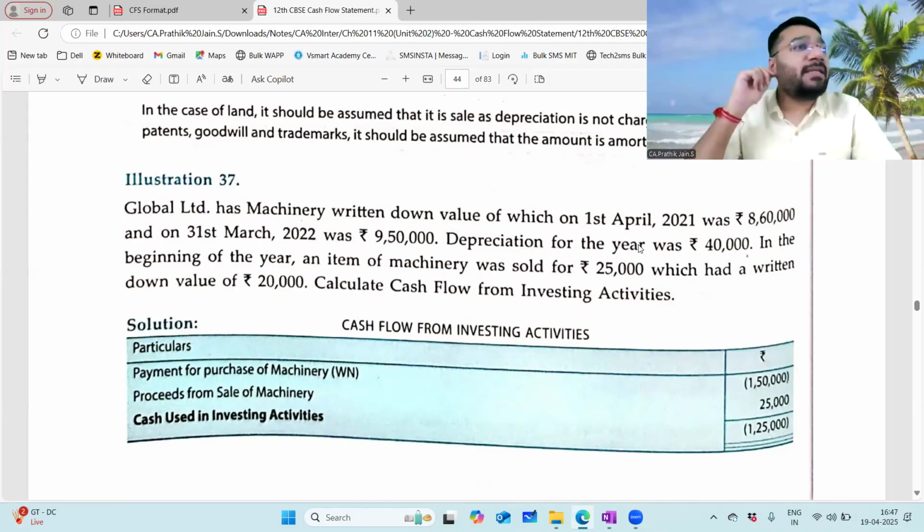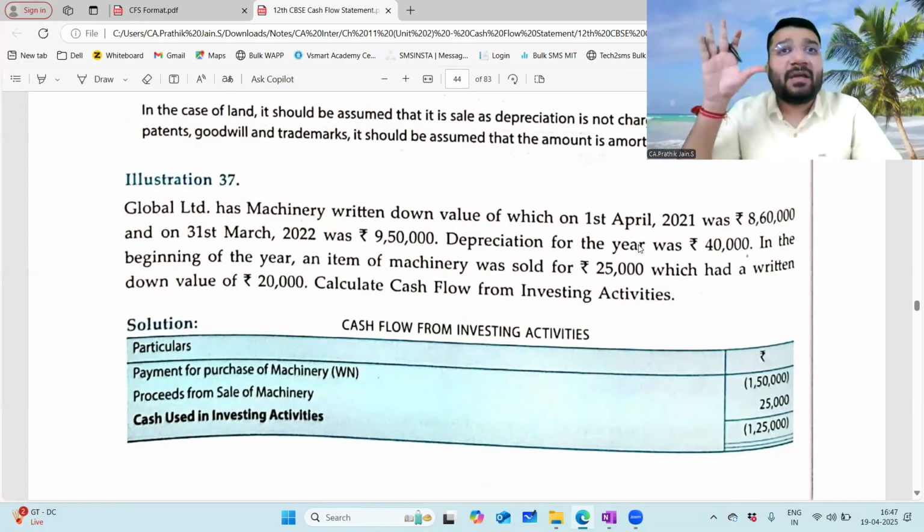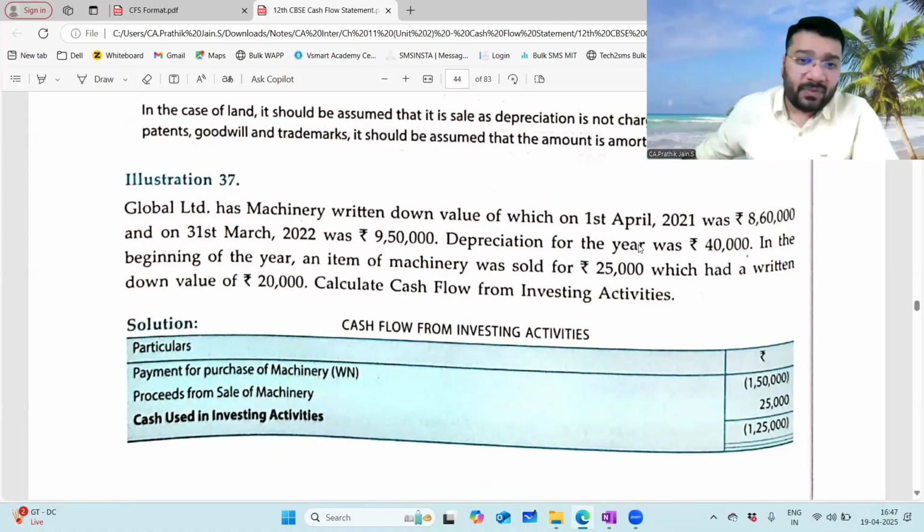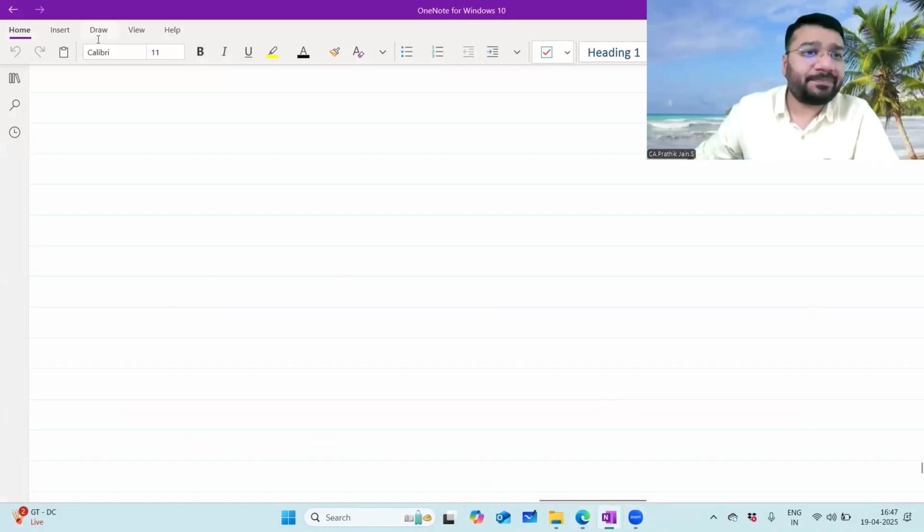The problem comes in certain places where the adjustments are quite tricky, especially when they ask you to prepare the asset account, depreciation account, provision for depreciation account, asset disposal account, investment account. That is the challenging part in the investing activity. If that is taken care of, investing activity is nothing. So before I do question 37, a small question from my end.